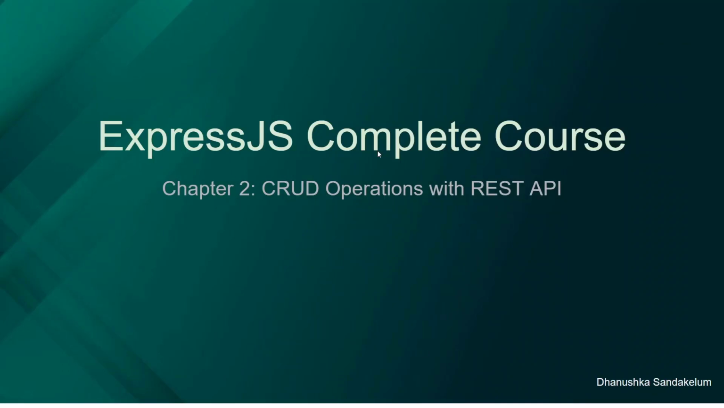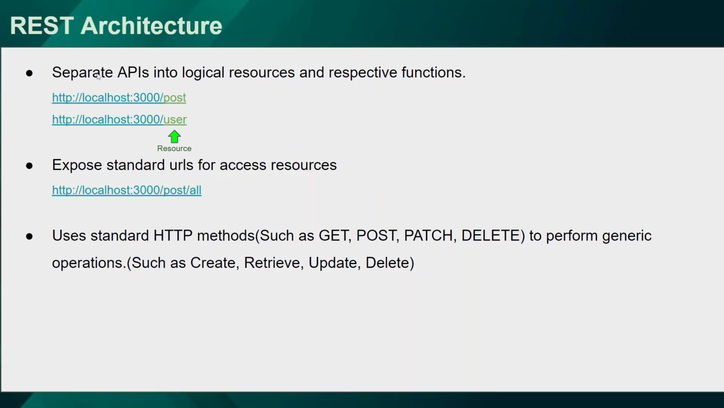Okay, so in the first chapter we have seen how to set up our initial project to construct an Express.js backend. In this chapter we are going to look further into how to perform CRUD operations using a REST API. So let's see what this REST architecture is.